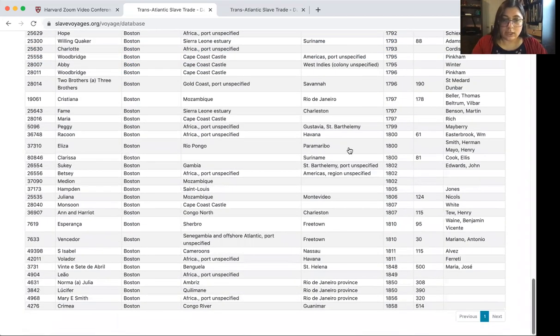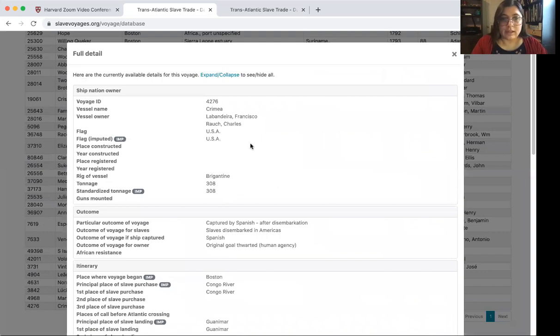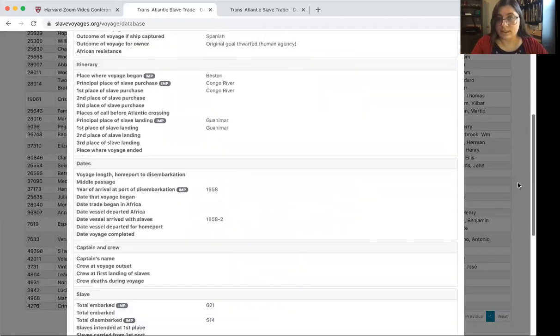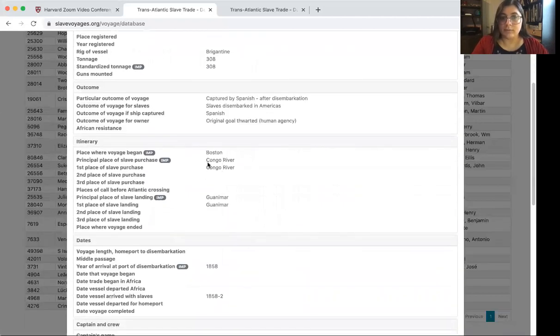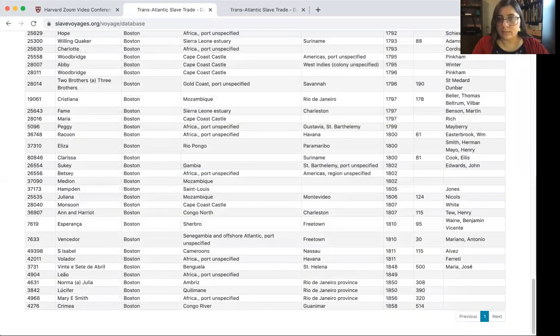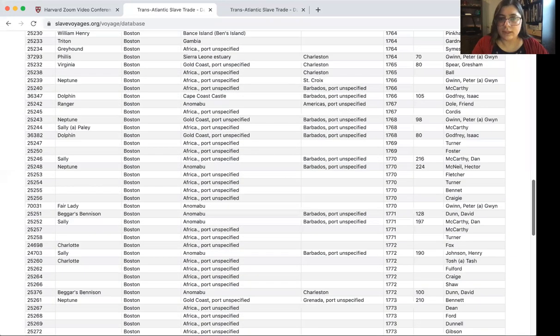And if we go and look at some of them, this one down here, this is 1858. That's really late. We click on that, and we see this name, Charles Rauch, and he's one of the vessel owners. And if you go look him up, there's a case with Charles Rauch. He was someone who was doing a lot of illegal transatlantic slave trading in this period, 1858, right before the American Civil War. And he's bringing enslaved people from the Congo River to Cuba. This is in Cuba.